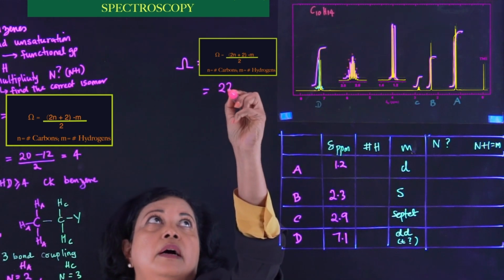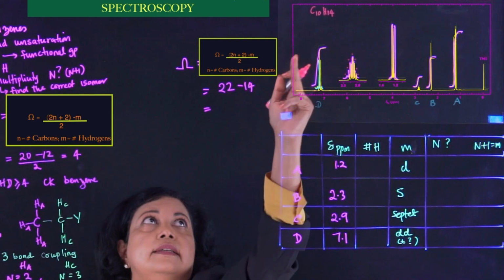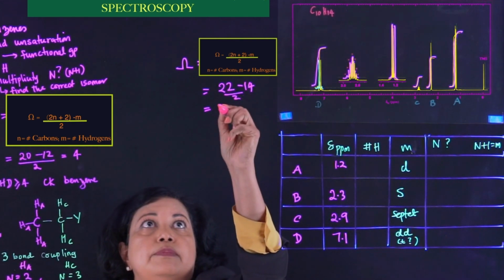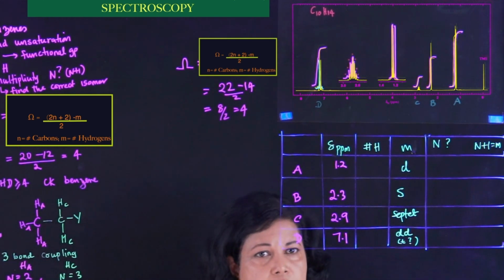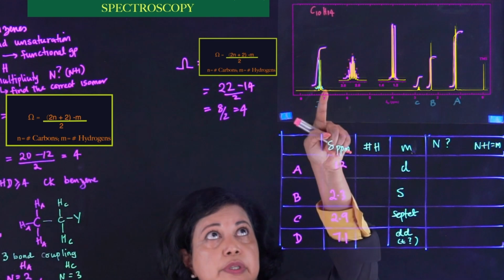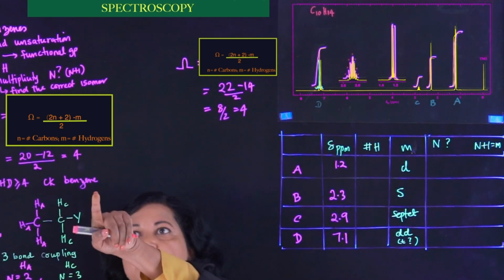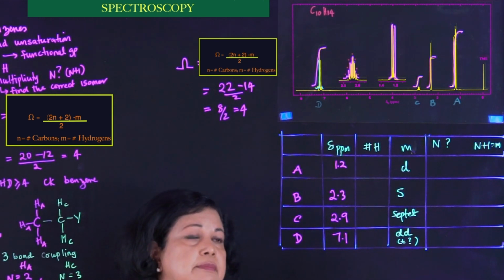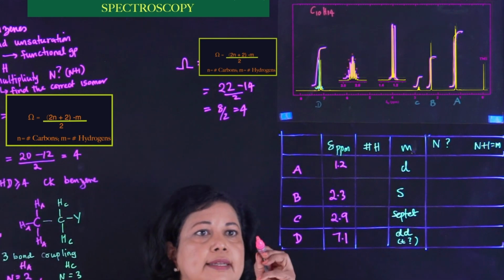22 minus 14, and that is going to be 8, divided by 2 is 4. So there is only going to be a benzene, because we know we have a 7 and 4, so that's check, benzene. Yes, we do have a benzene. All right, so we know that this is probably your benzene.